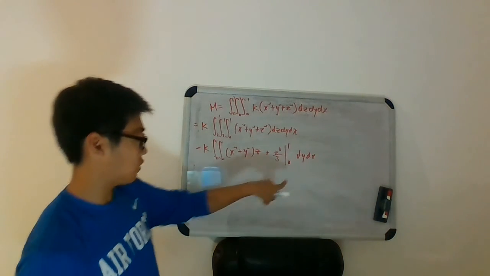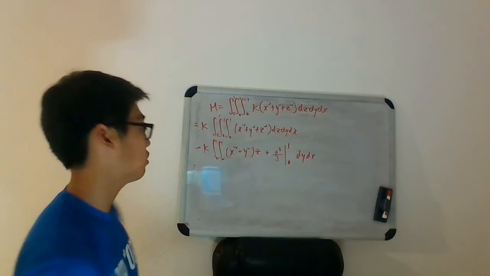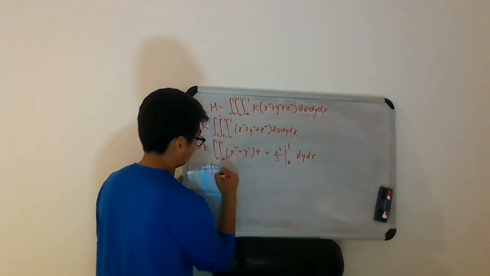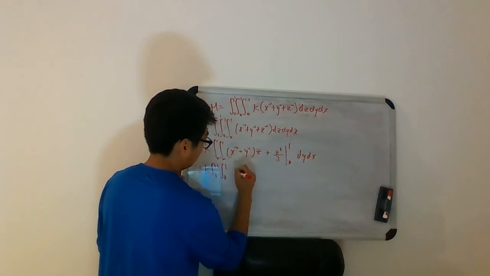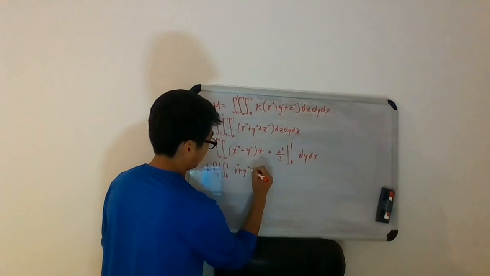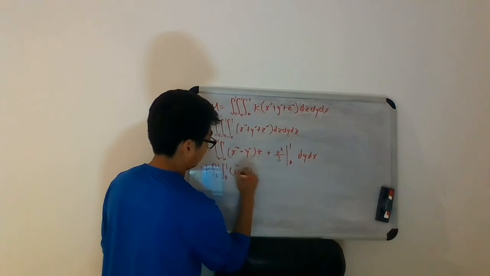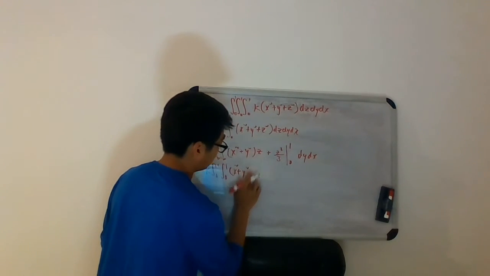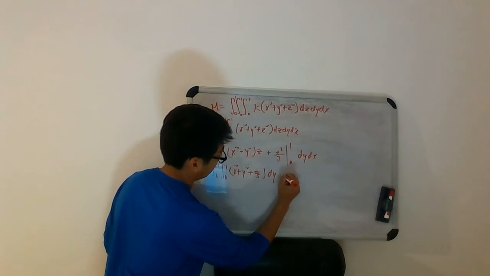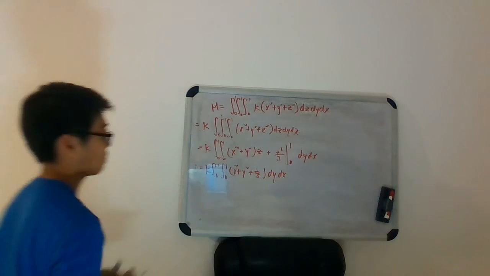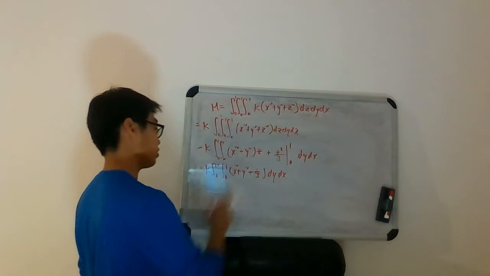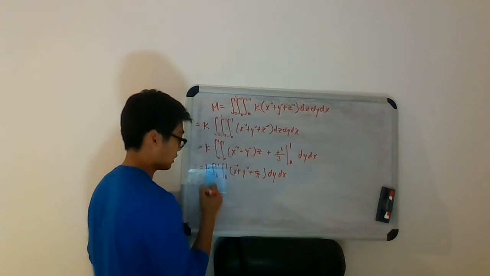And so if you use FTC and plug in 1 and 0 for z, you'll get k times the integral of x squared plus y squared plus 1/3, and then dy dx. And so again, you're going to integrate with respect to y, so you hold x squared constant in this case.